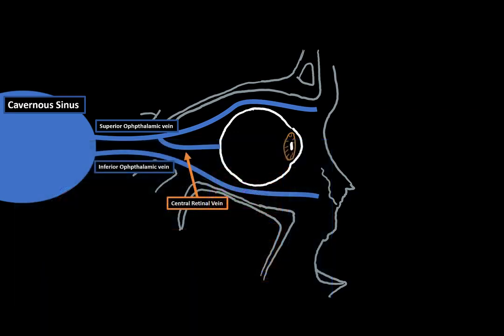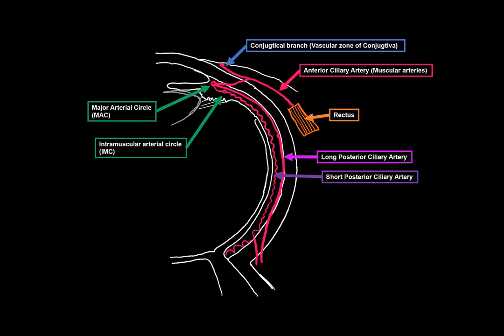Then there's the vorticose veins, and these are really important. There is 2 on the superior side and 2 on the inferior side. Now remember earlier that I showed you this scheme of the ciliary arteries making up the major and the minor arterial circle. The vorticose veins, they will contribute to this, to drain most structures of the eyeball. So these are really important.